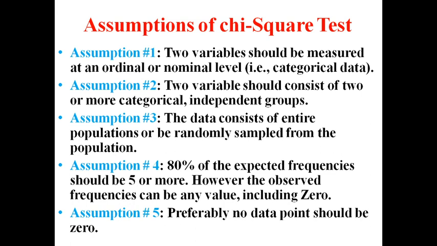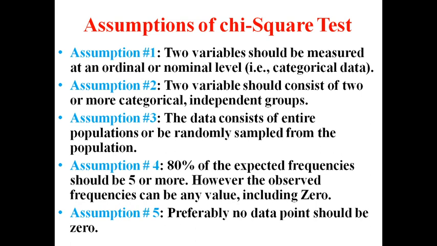Assumption number two: two variables should consist of two or more categorical or independent groups. So when we find out the relationship between the two variables of the categorical data, there should be at least two groups, and it may be more than two also. Three: the data consist of entire populations or be randomly sampled from the population. So either we can select the entire population, or the sample should be randomly selected from the population.